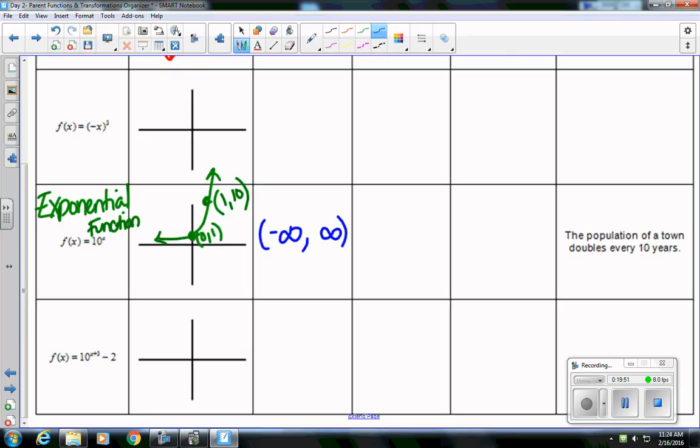For the range, if you remember when we first talked about this function, we said that there was an asymptote. So let's dash in that asymptote. Our asymptote is the x-axis, which means our graph will approach it, but it will never touch it. So our graph approaches 0, but it does not touch it, so it gets a parentheses for interval notation. And that arrow is facing up towards positive infinity for y. So our range is 0 to infinity.